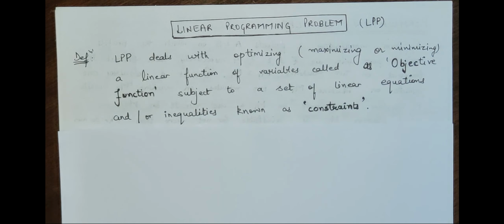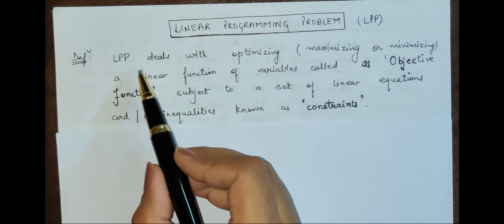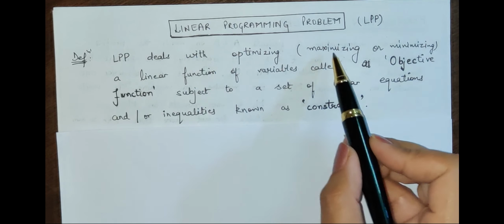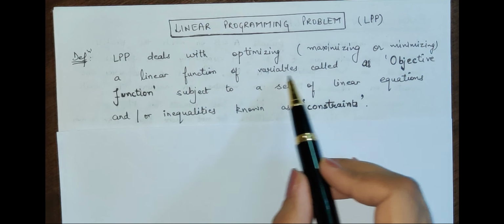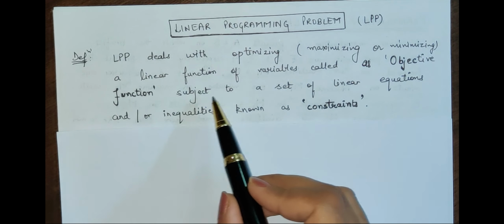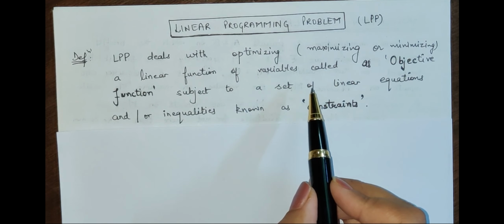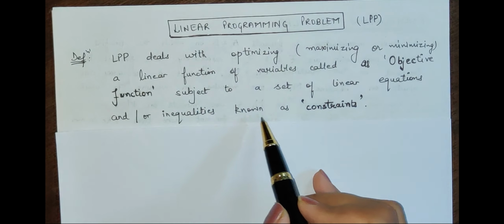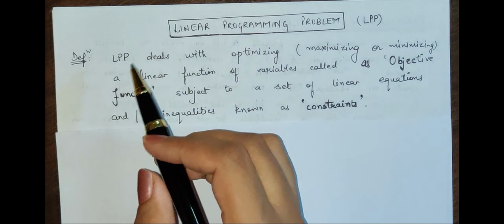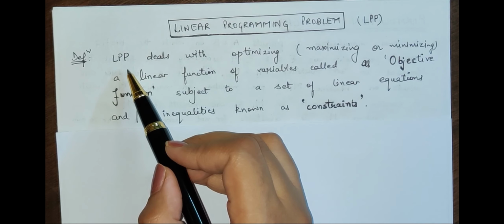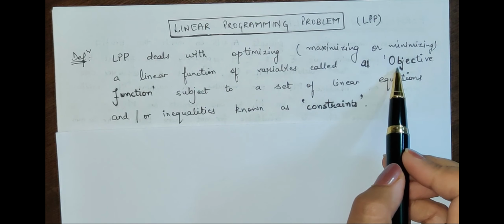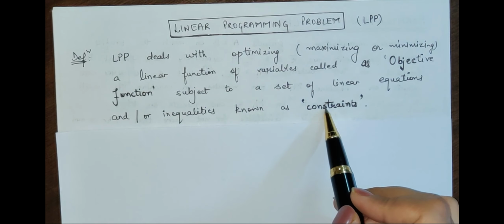So, the definition of LPP is: LPP deals with optimizing, maximizing or minimizing a linear function of variables called the objective function, subject to a set of linear equations or inequalities which are known as constraints. It means whenever we have an LPP, linear programming problem, it constitutes two major parts. The first one is your objective function and the second one is constraints.